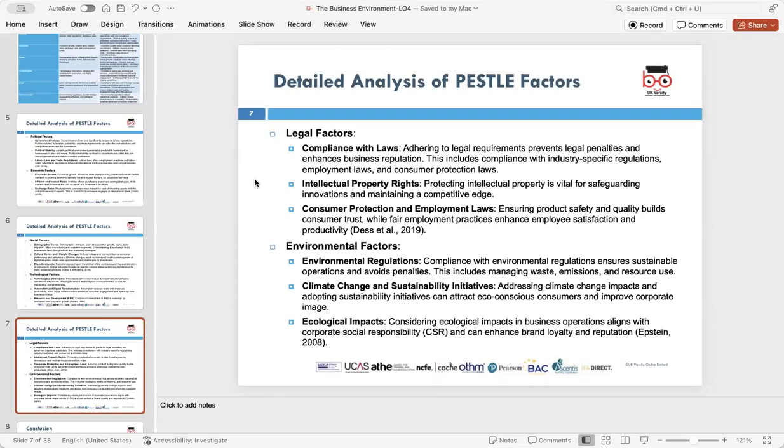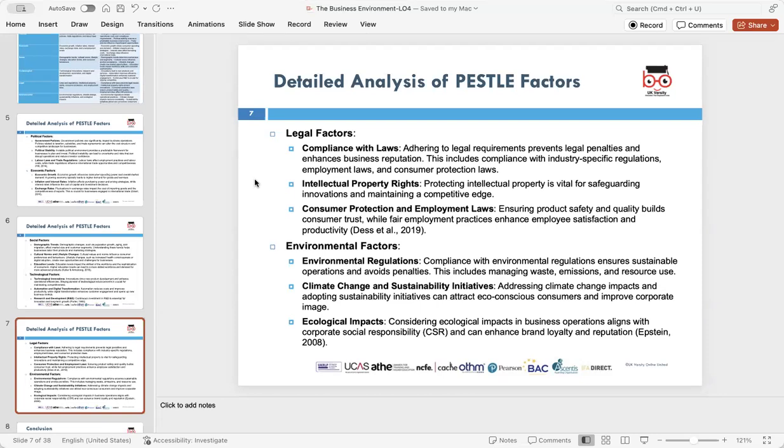Intellectual property rights protect innovations and maintain a competitive edge by preventing unauthorized use of proprietary information. Consumer protection laws ensure product safety and quality, building consumer trust. Employment laws covering labor practices, wages, and working conditions influence human resource management. Understanding legal factors helps businesses navigate the regulatory landscape, ensuring compliance and strategic planning.